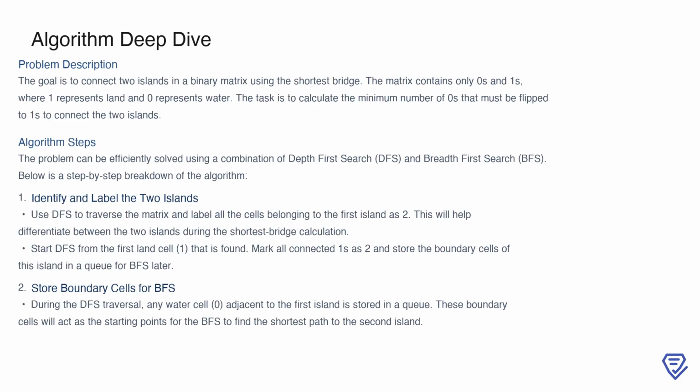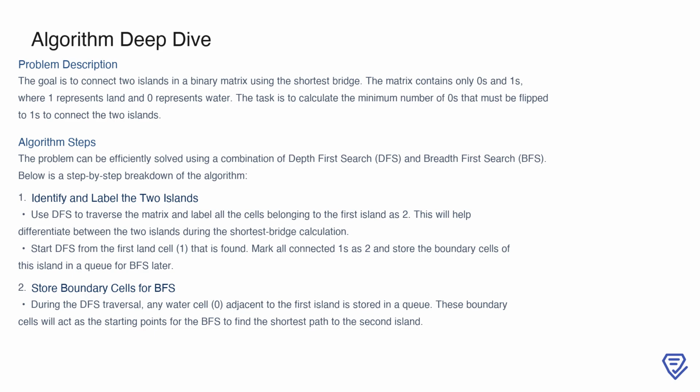The problem challenges us to connect two islands in a binary matrix by flipping the minimum number of water cells into land cells, effectively creating the shortest bridge between the two islands. Here, land is represented by 1, and water is represented by 0. To solve this, we'll use a combination of depth-first search, or DFS, and breadth-first search, or BFS.